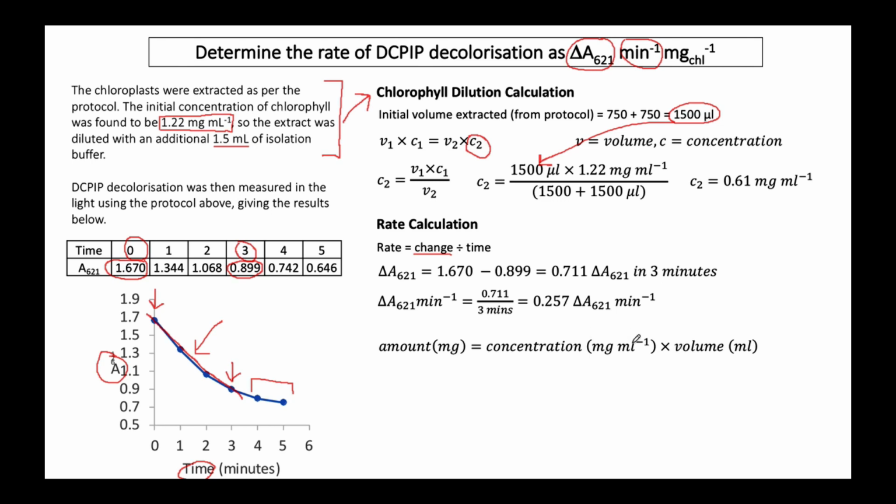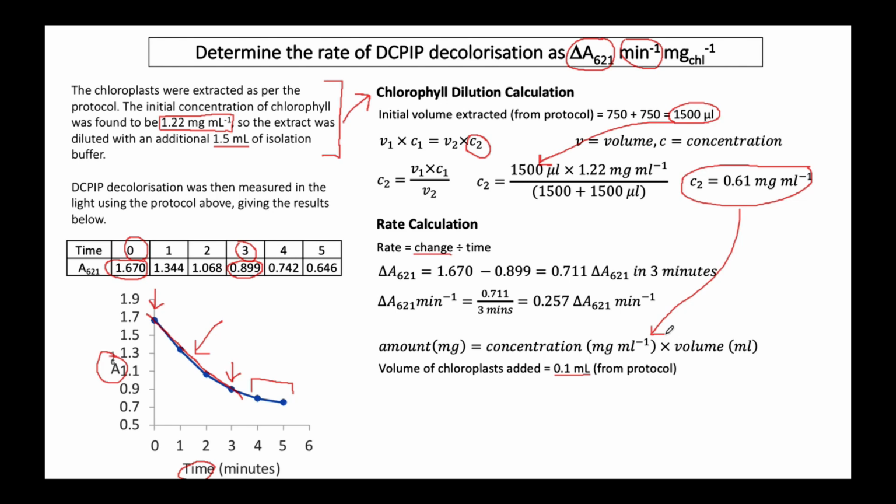And we know all of this information, so we can work out the amount of chlorophyll. So we know from the protocol that our volume is 0.1 mL. If you added a different amount of chloroplast, then you'll need to change that number, but most people should be at that 0.1 mL. And the concentration we found out over here. So this was our diluted concentration, so that we can put into that formula there.